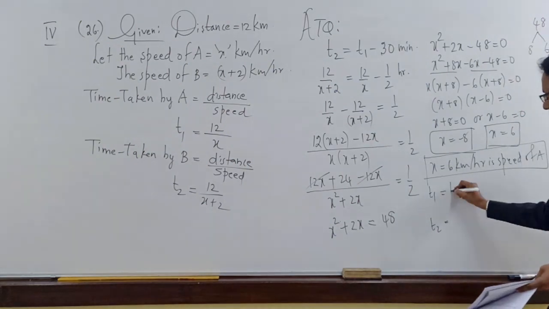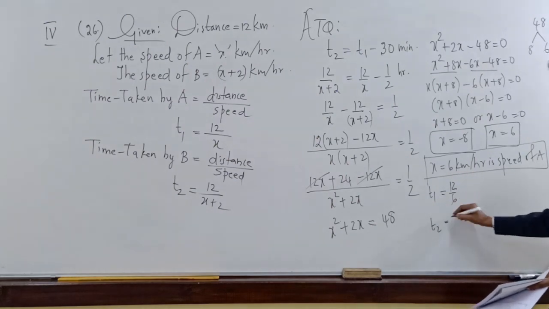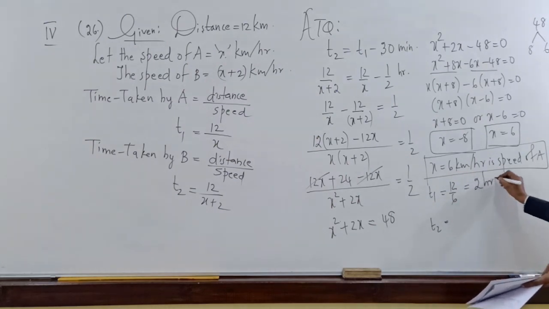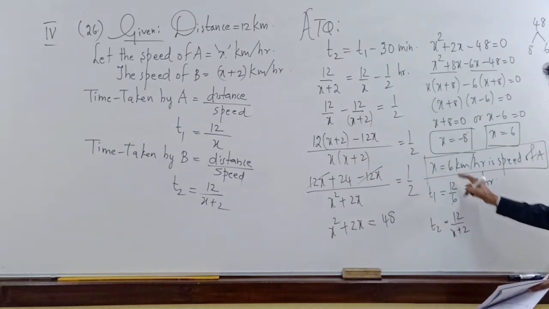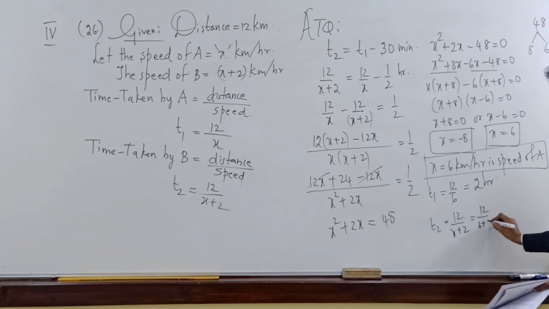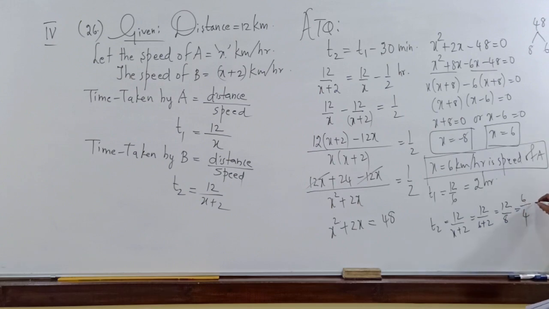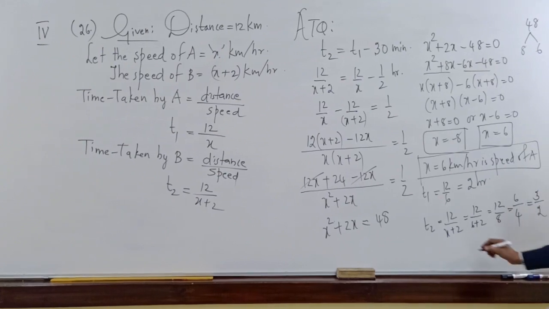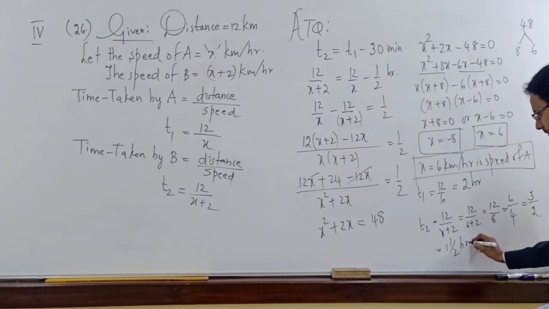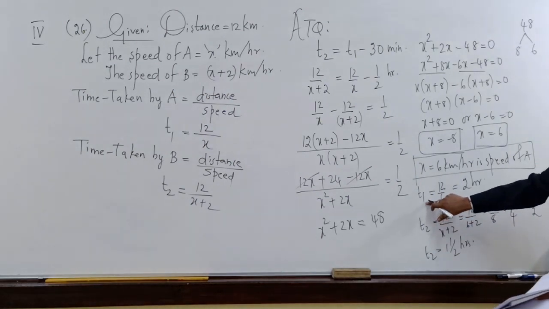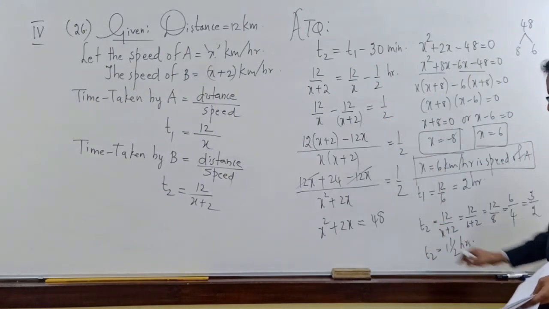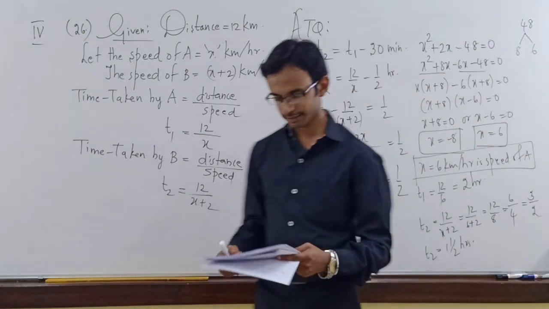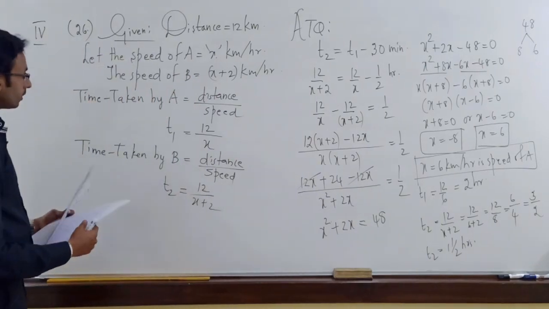T1 expression is 12 divided by x, and now we know x is 6, so you get 2 hours as the time taken. T2 is 12 divided by x plus 2. Since x is 6, this goes to 6 plus 2, which is 12 divided by 8. Further it goes in 2 table, 2 4s, 2 6s, further 2 2s and 2 3s. 3 by 2 hours is nothing but 1.5 hours. So the time taken by person A to travel the 12 kilometer distance is 2 hours, and the time taken by person B is 1.5 hours. So hope you have got this as the answer. 3 marks if you have done this.